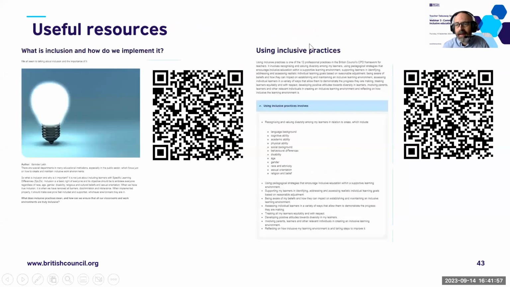I'd also like to highlight two resources. We had a question today about CPD, or continuing professional development. Sometimes we call it continuous professional development. Here are two resource pages, including articles on what is inclusion and how do we implement it. You're very welcome to follow up on these after today's event as a resource and a reference, along with tips and information on using inclusive practices that can support your continuing professional development in addition to today's event.